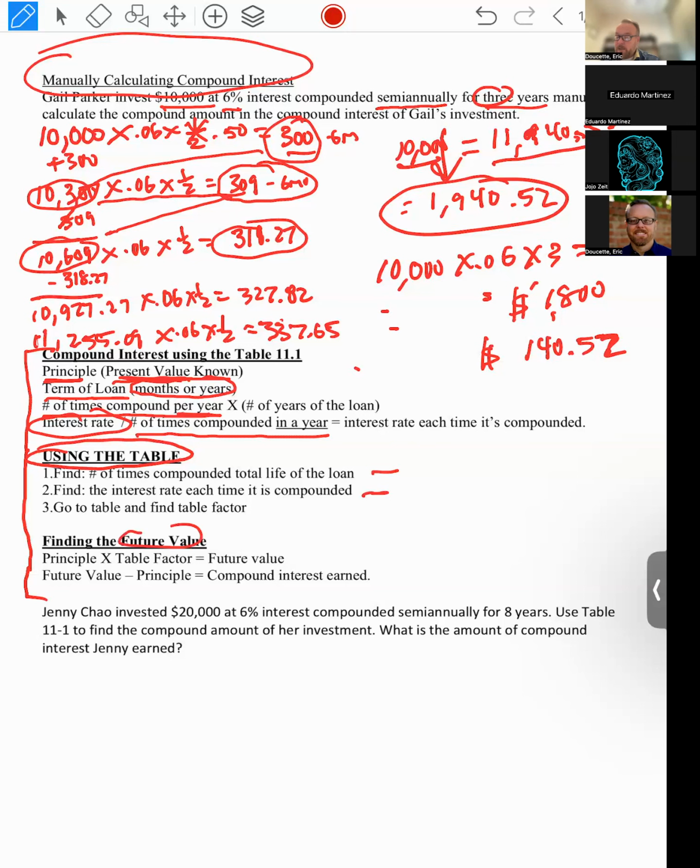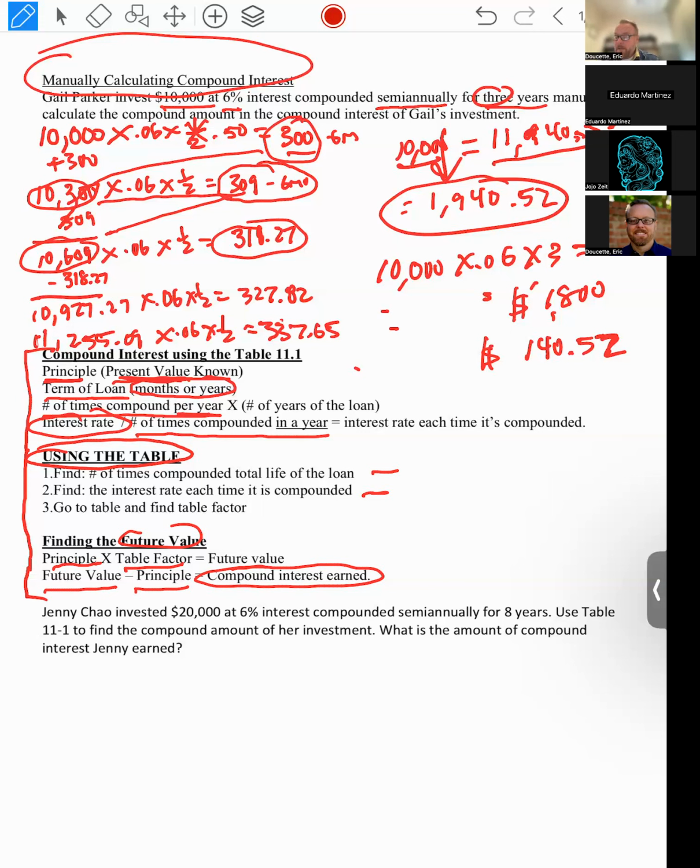Finding the future value: principal times the table factor. You also can find how much interest you earned. Well, then you would take the future value and subtract the principal that you originally invested. So those are the things we're going to be solving over the next 5 or 6 problems here, looking at Chapter 11. We're going to be using the table, and I'll show you how to use the table here in just a second.